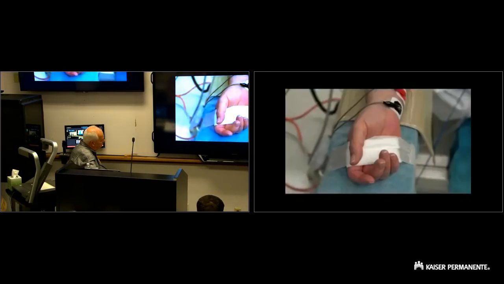A supramaximal single twitch at a frequency of 0.1 Hz or 1 Hz can be used to determine the onset of action of a neuromuscular block. The single twitch is not helpful in determining adequacy of recovery.